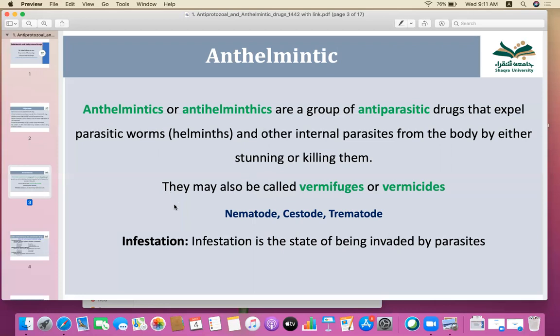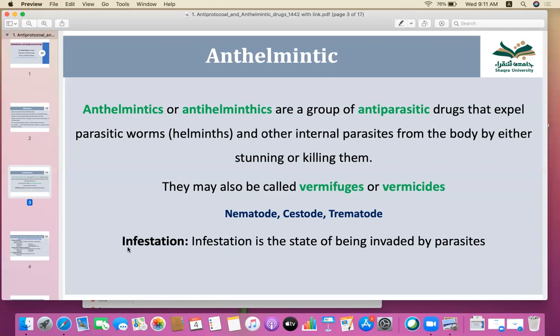Now you already studied the types of worms, and these are nematodes, cestodes, and trematodes. These are the main three types of worm which are responsible for helminthiasis. Now see this term helminths, and infection by this helminth we can say helminthiasis.